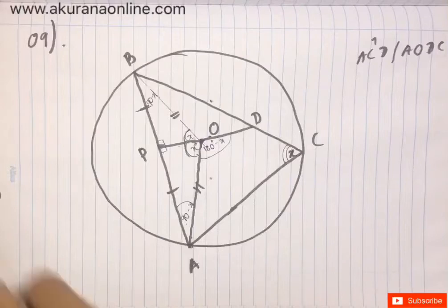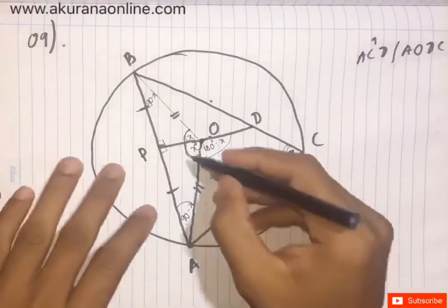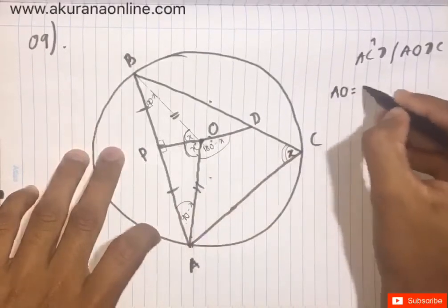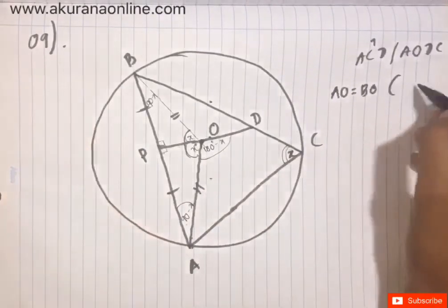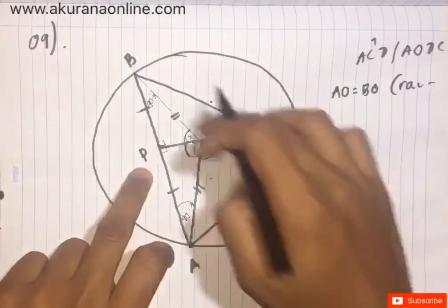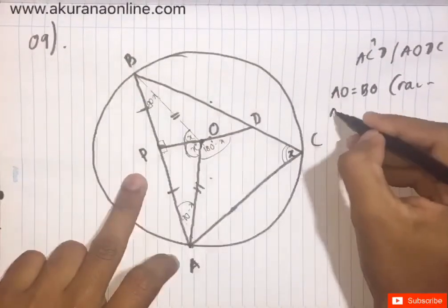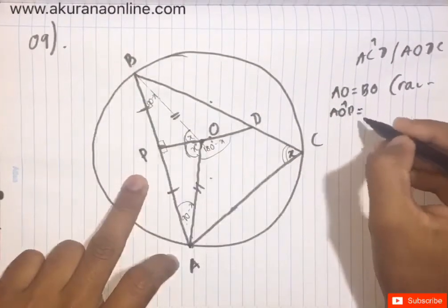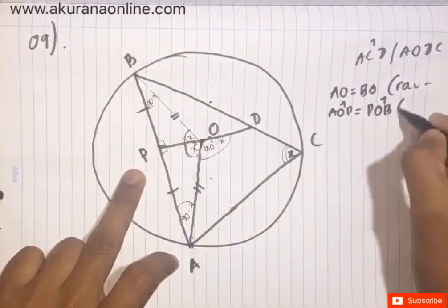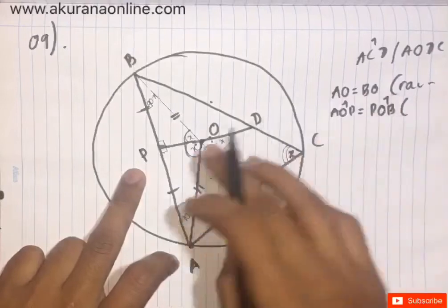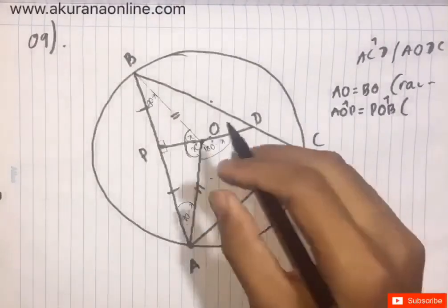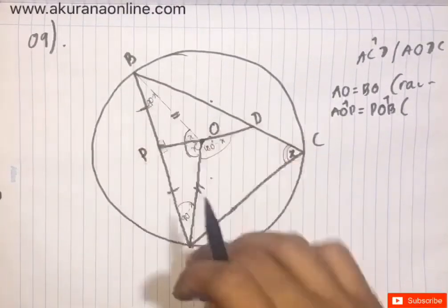Now you have to write sentences on how to prove it. First of all we said these two are equal, therefore you can say AO equals BO. What is the reason? You can write it inside brackets: that is the radius. And also you can say angle AOP is equal to angle POB. The reason is both should be equal. You can take these two triangles as congruent. Also you can say these two angles are equal.